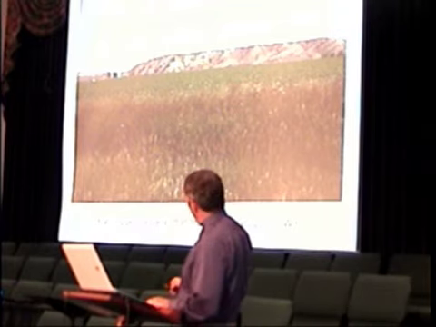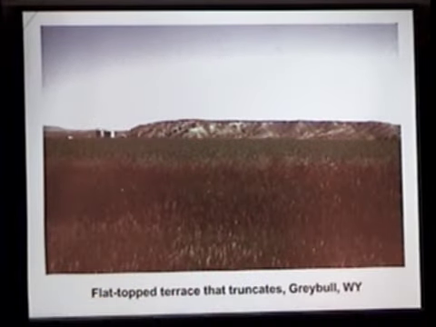Here's a little terrace near Greybull, Wyoming. You can see the dip of the sedimentary rocks. They're especially common where the sedimentary rocks have been tilted and the top has been flattened.